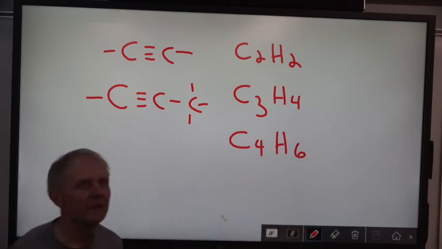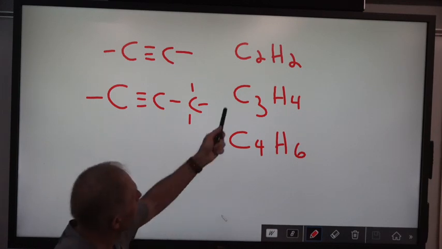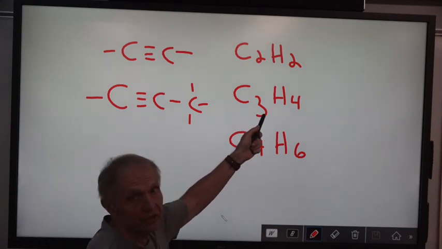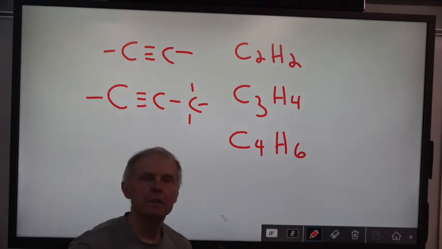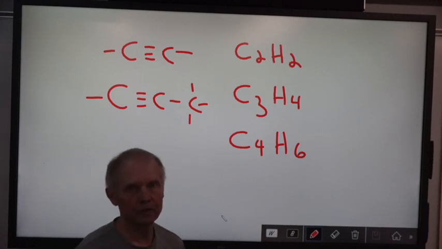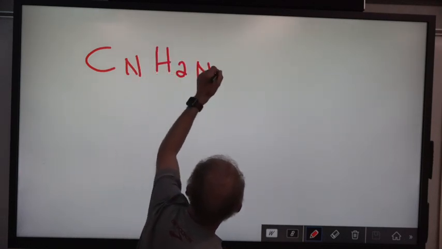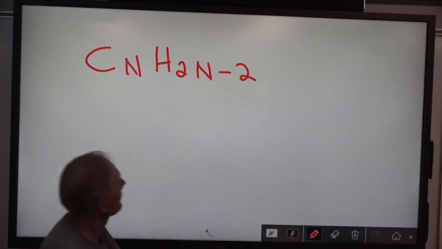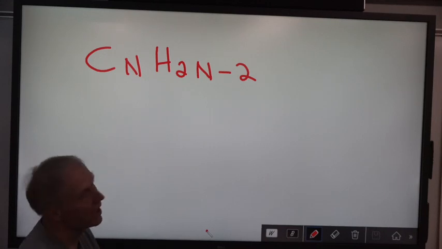H6. So if the alkanes, you double plus 2 to get the hydrogens. Alkenes, you just double. Look at this one. If I doubled that, I'd get 6, but that's only 4. So for the alkynes, you double the carbon number, but you have to take away 2 hydrogens. So here is number 3 for the alkyne series. CnH2n minus 2. That is it for the alkyne series.